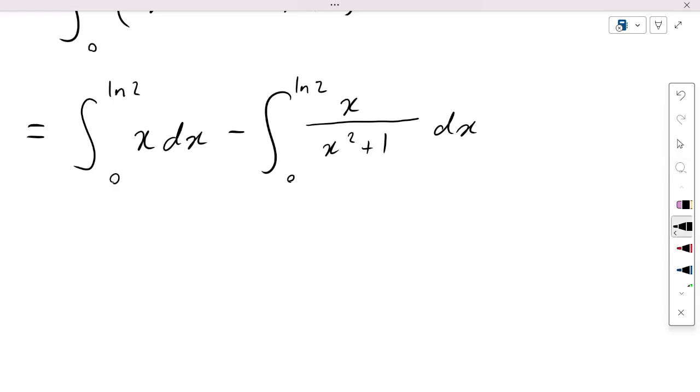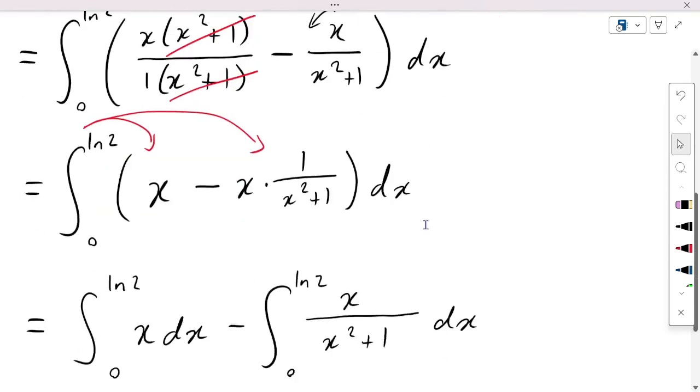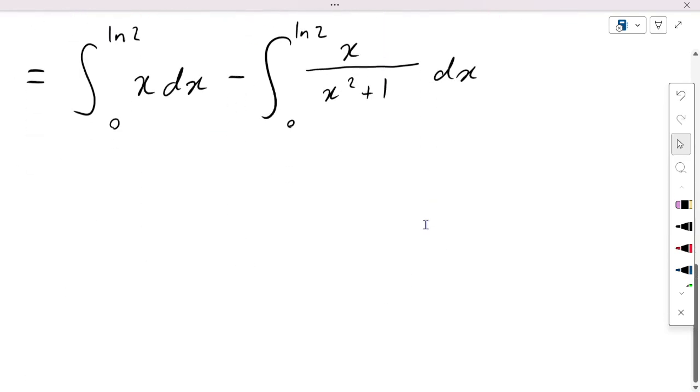You would probably go ahead and use U substitution immediately, or T substitution or whatever. And remember, the question said without the use of a substitution technique, meaning we have to use our own brains to actually determine this value of the integral. So we know we can immediately do this integral. But what about this one? How do we do this without the use of a substitution technique?